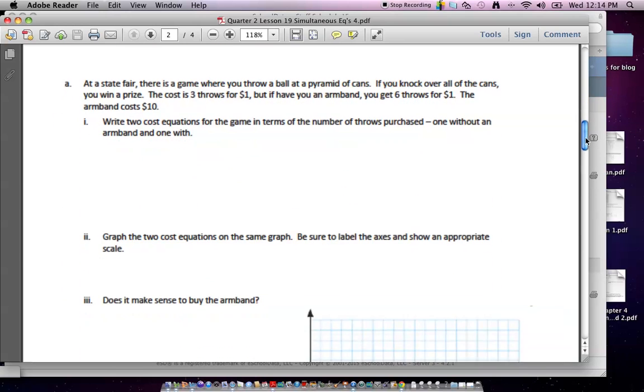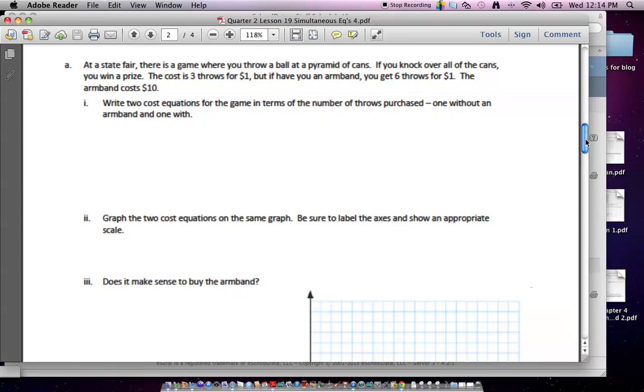At a state fair, there's a game where you throw a ball at a pyramid of cans. If you knock over all the cans, you win a prize. The cost for 3 throws is $1, but if you have an armband, you get 6 throws for $1. The armband costs $10. Write 2 equations for the game in terms of the number of throws purchased, one with an armband and one without.